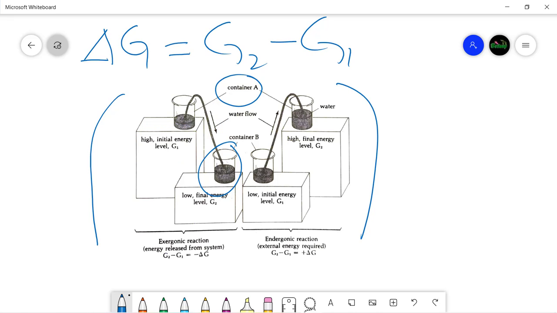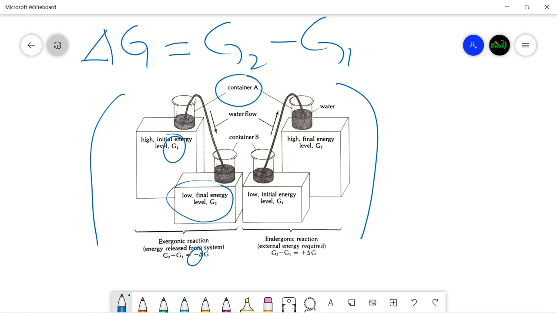Now this is a spontaneous process, and the final energy level of container B, G2, will be lower than G1. So this is an exergonic reaction, that is, energy is released from the system. So the equation is somewhat like this: G2 minus G1 is equal to delta G, and as you can see we have a minus sign, and this minus sign indicates that energy has been released from the system.